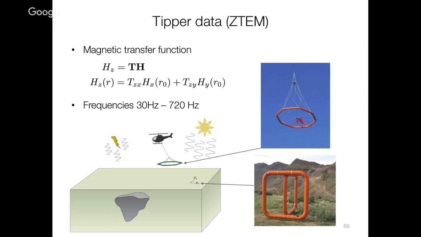In this Z-axis tipper EM, tipper comes from an old terminology for using the ratio of the vertical to the horizontal field. And why it's interesting is that as much as you're just sitting out in the middle of nowhere, and you have a 1D structure, okay, then there is no vertical magnetic field. All of the currents are just horizontal.